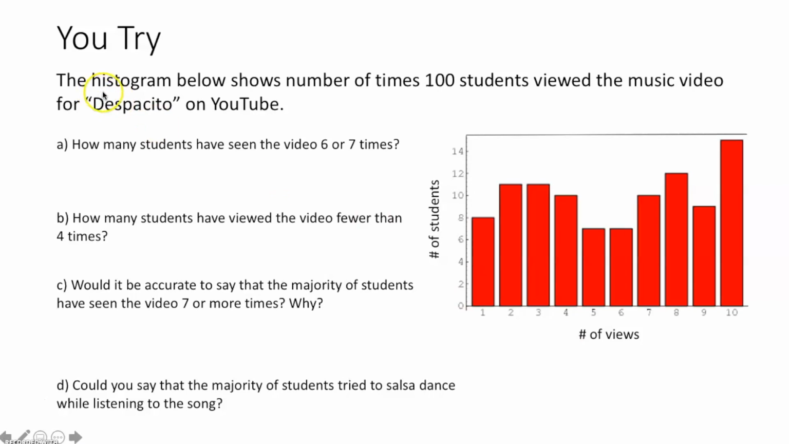Okay, this time it says the histogram below shows the number of times 100 students viewed the music video for Despacito on YouTube. Part A, how many students have seen the video 6 or 7 times? So we look over here, 6 and 7, so that would be these 2 rectangles right here.